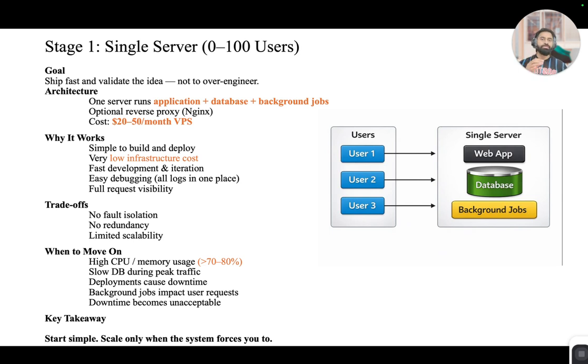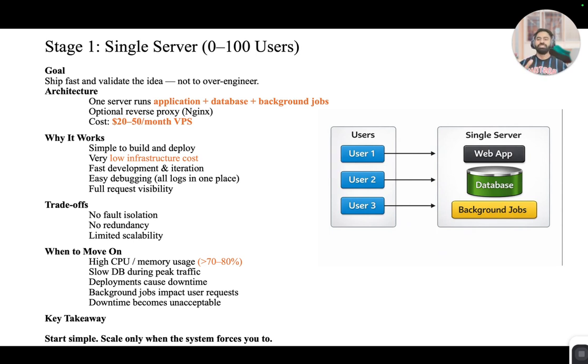Of course there will be some trade-offs. This setup is not a perfect setup, right? You are knowingly accepting that there will be no fault isolation, no redundancy, and limited scaling capacity. That's completely fine for this stage, because this stage is a temporary stage.